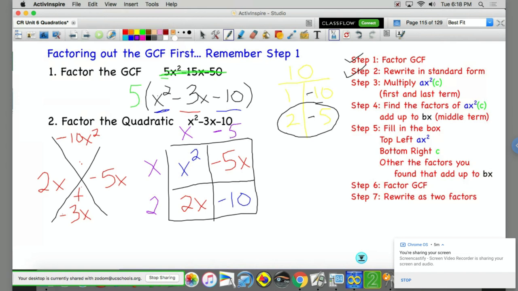Now, this is where it's going to be a little bit new, and you can't forget about it. So we know that we have factored out a 5. So we have to pull that 5 down, then add our new factors, which are x plus 2 and x minus 5. And so that is going to be our new final answer.